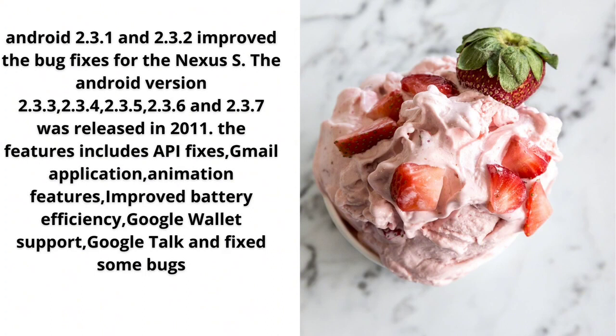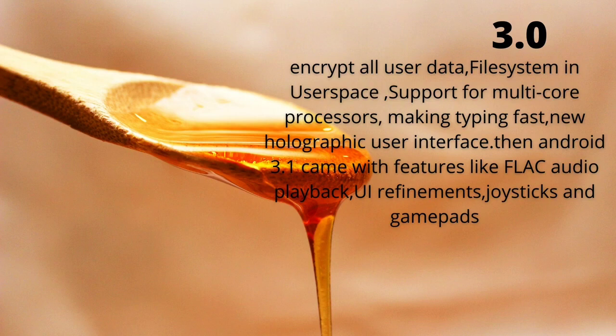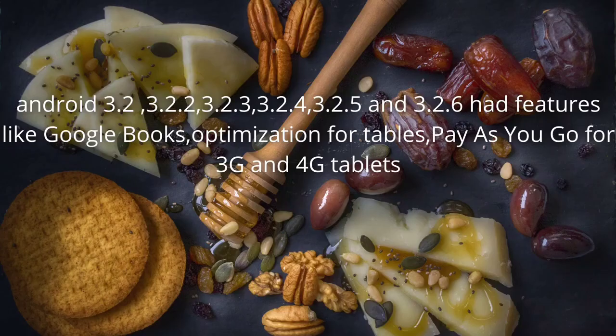Android 3.0 Honeycomb was released in February with features like encrypt all user data, file system in user space, support for multi-core processors, making typing fast, new holographic user interface. Then Android 3.1 came with features like FLAC audio playback, UI refinements, joysticks and gamepads. Android 3.2, 3.2.2, 3.2.3, 3.2.4, 3.2.5 and 3.2.6 had features like Google Books, optimization for tablets, pay-as-you-go for 3G and 4G tablets.